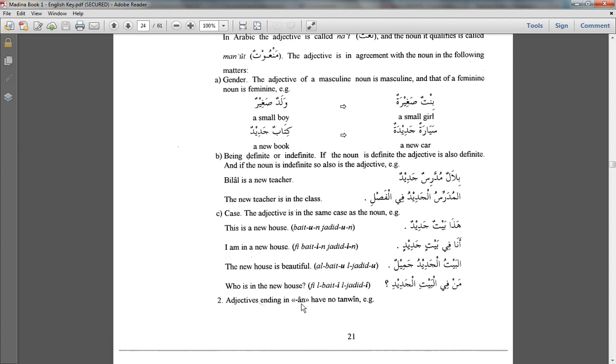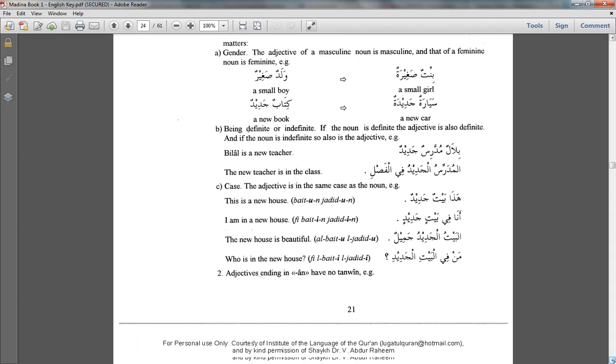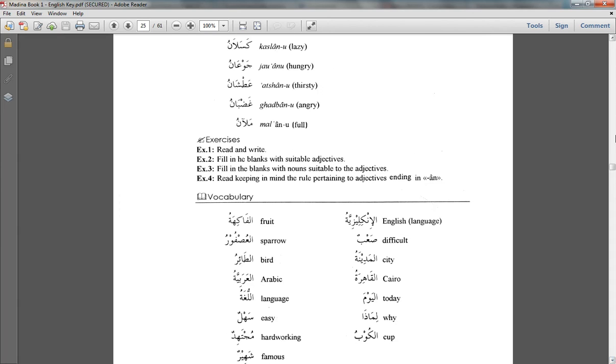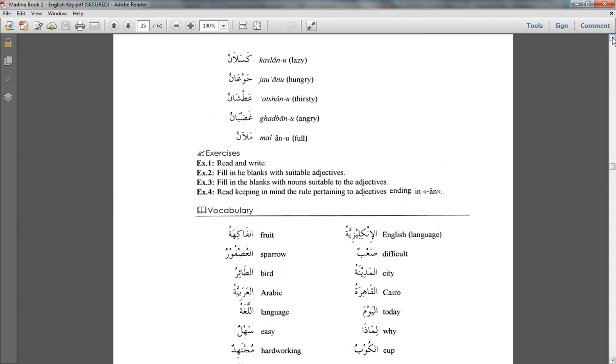Adjectives ending in an have no tanween. For example, كسلان, جوعان, عطشان, غضبان, ملآن. So basically, if, for example, you had a sentence, Zaydun waladun kaslanu. So that is mawsuf and sifa, but kaslanu does not take a tanween. Instead of putting tanween there, you just put one dhamma.